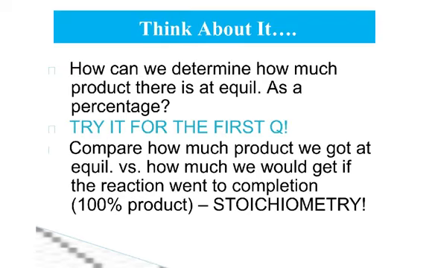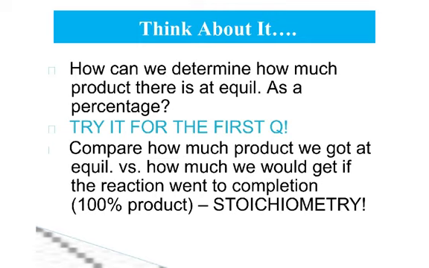What we're going to consider now is how do we represent the value that we got at equilibrium as a percentage? So how can we determine how much product there was at equilibrium? We figured out what it is in moles per liter. How do I convert it into a percentage? So if I want to know at equilibrium what percentage in the container is actually products, how do I do that? So this is going to be a comparison of how much product we actually got, which we just figured out, versus how much product we should be able to get if I had a one-way arrow.